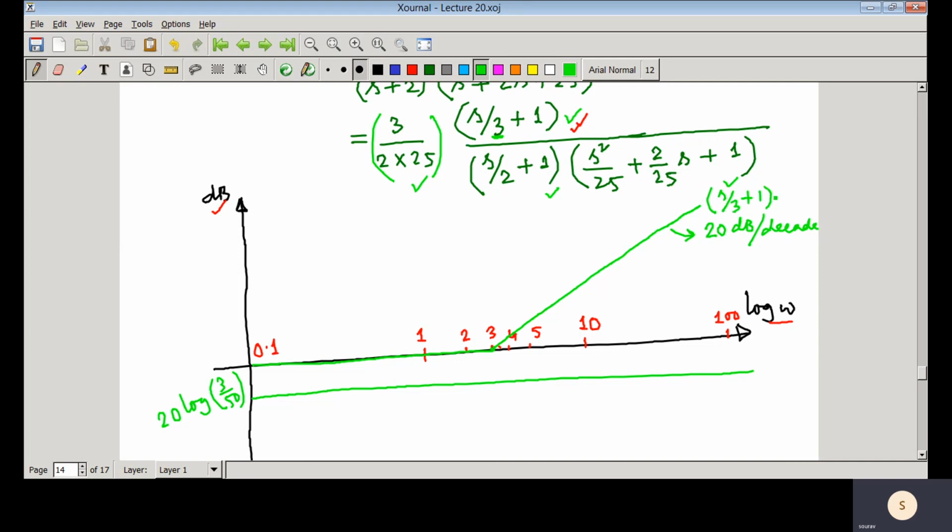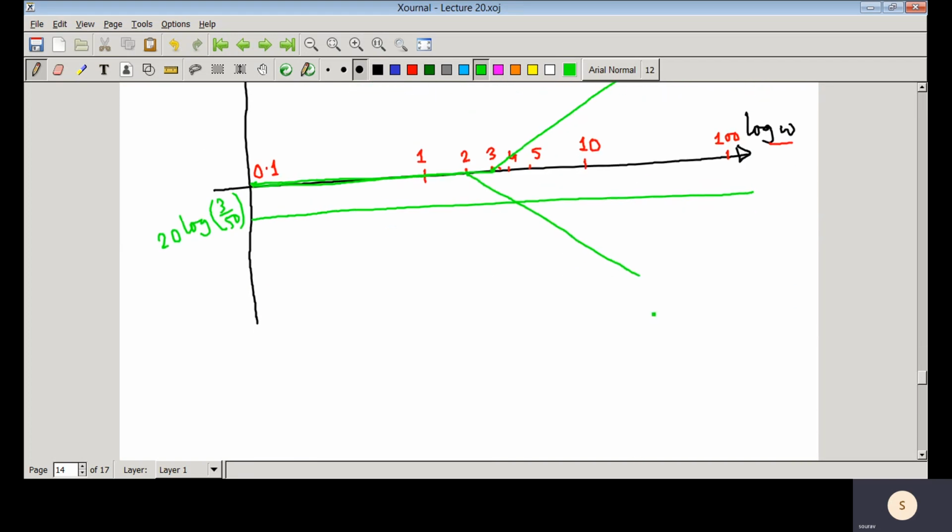Now let us see the plot for the term s by 2 plus 1. Here the corner frequency is 2. The asymptote should be like this, and as it is in the denominator, the slope is like that. So for s by 2 plus 1, this slope is minus 20 dB per decade.